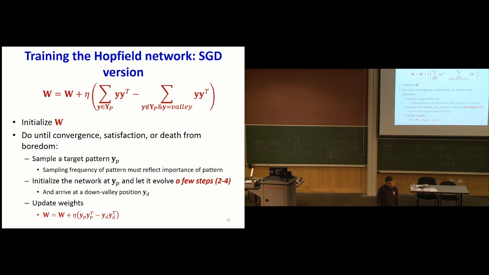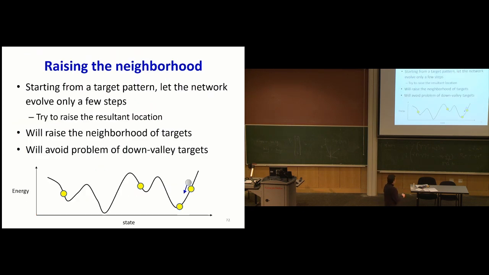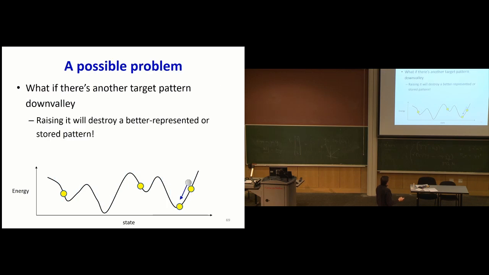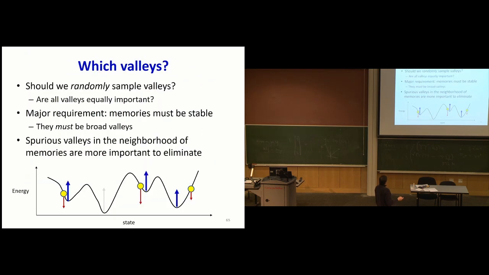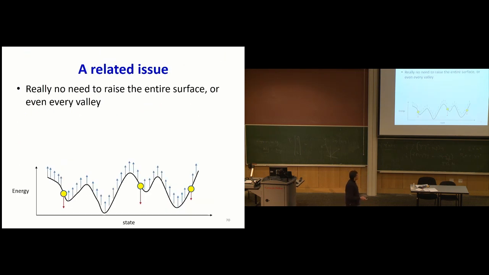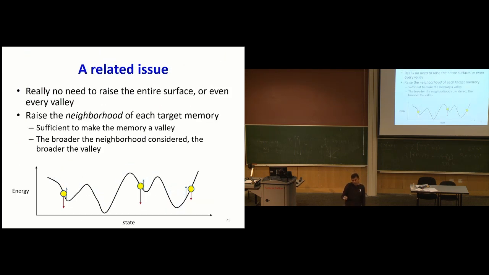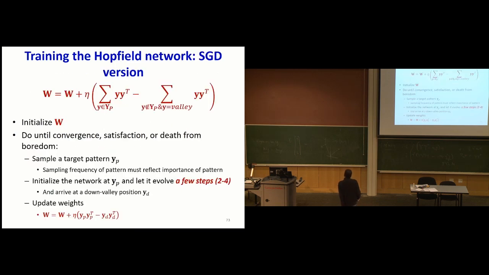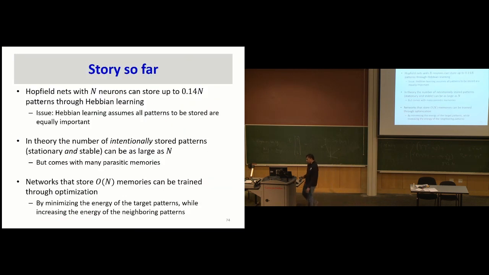In the graph before this slide, this guy is being ignored. So we said that when we began talking about valleys, we're going to ignore this guy and try to raise up the valleys near the target patterns. Right? So, questions? Now, all of this still gives us a network which can store up to n patterns.